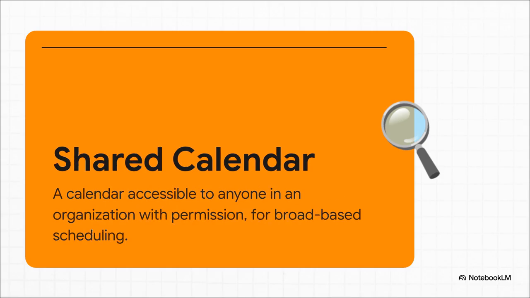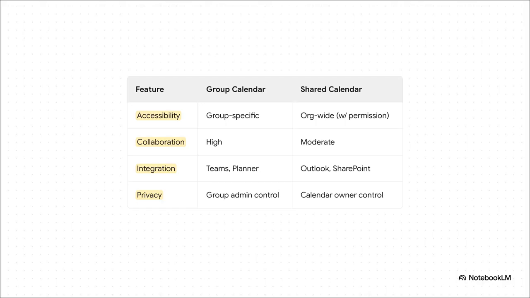And then we have the shared calendar. This one is all about broad visibility and flexibility. See, it's not tied to one project team. Instead, you can give access to basically anyone in your organization who needs it. This makes it absolutely perfect for things like a department-wide vacation calendar or tracking when a shared conference room is available. So let's put them side by side.